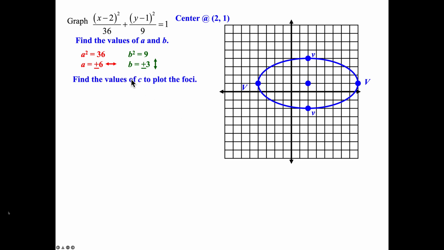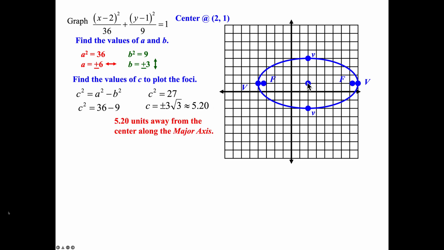To plot our foci, again, we have to go find the c using the Pythagorean theorem with the minus sign. 36 is a squared, b squared is 9. 36 minus 9 is going to be 27. Take the square root of that. Well, let's see, 27 has a factor of 9, so the square root of 9 is 3, so we can factor one of the 3's out, and the square root of 3 stays on the inside. And the square root of 27 is approximately 5.2. So we're counting left and right 5.2. That's where our foci will be located.